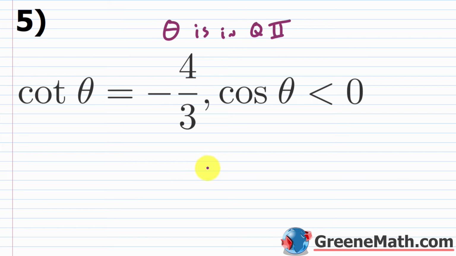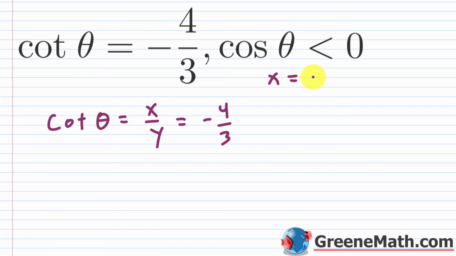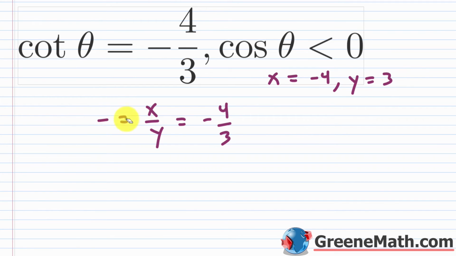Okay, so we know in quadrant 2 the x values are negative and the y values are positive. We are given that the cotangent of theta, which is x over y, is equal to -4/3. So we know that the x values are negative and the y values are positive. That tells me that x is going to be equal to -4 and y is going to be +3. Okay. Let's get rid of this.